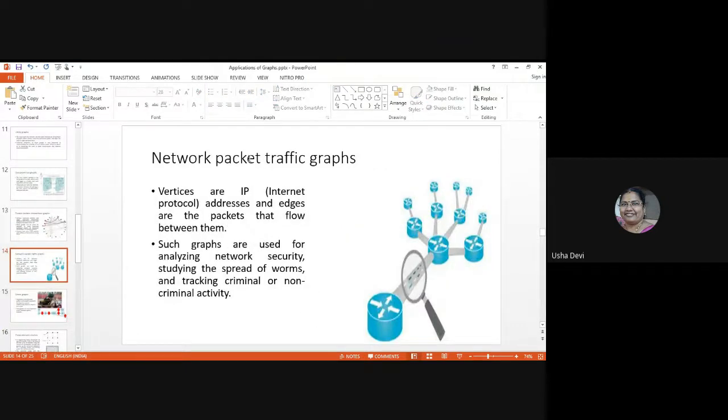Then another application is network packet traffic graphs. We already said that a graph is also called a network. A network consists of so many nodes connected with some connection wires or cables. From one node to another node there should be some connectivity, either a physical wire or some kind of virtual connection. And what could be this symbol? Anyone knows?